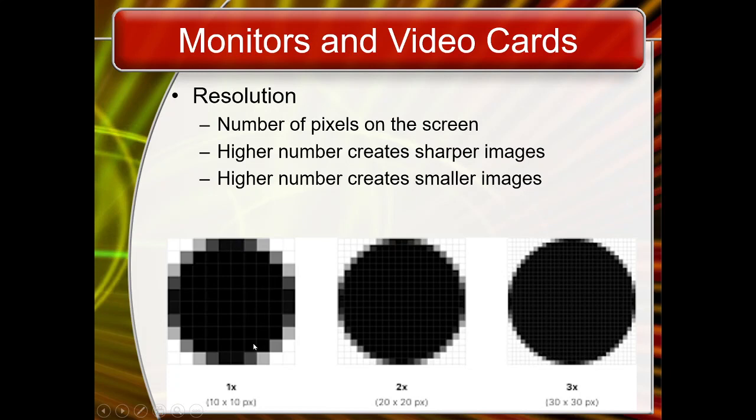So in this picture we can see that this is 10 by 10 pixels and it is referred to as 1x. We see that the unit space is the same for the three images. However, the resolution is 10 by 10, then we have 20 by 20, and then 30 by 30 pixels. The more the pixels, the higher the resolution, and the crisper and clearer the image becomes.